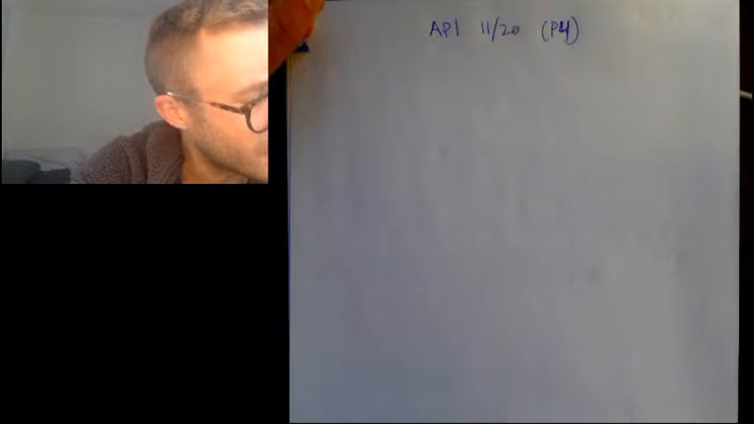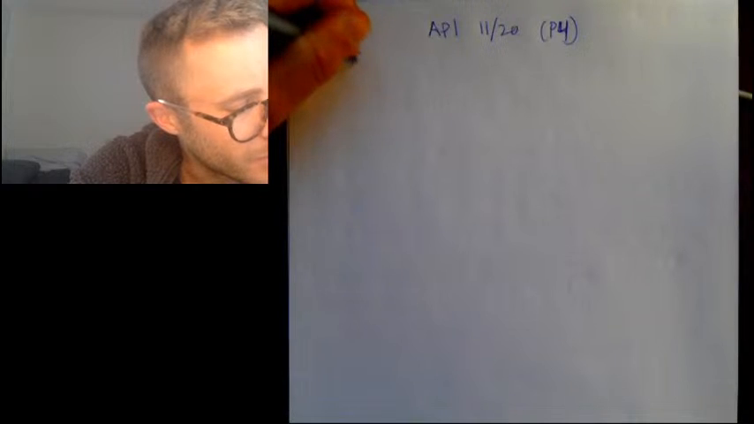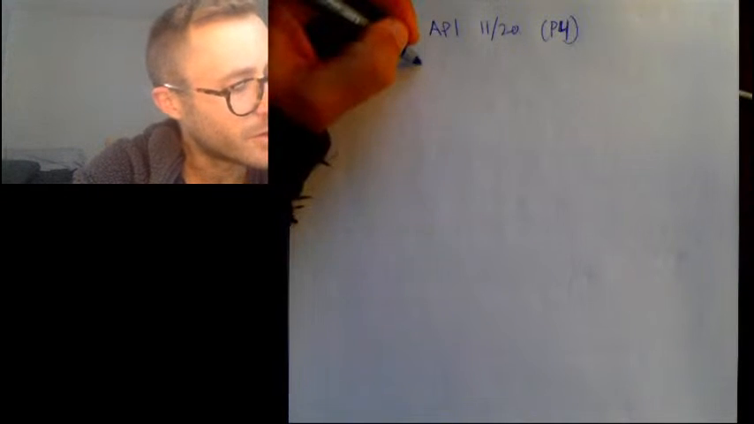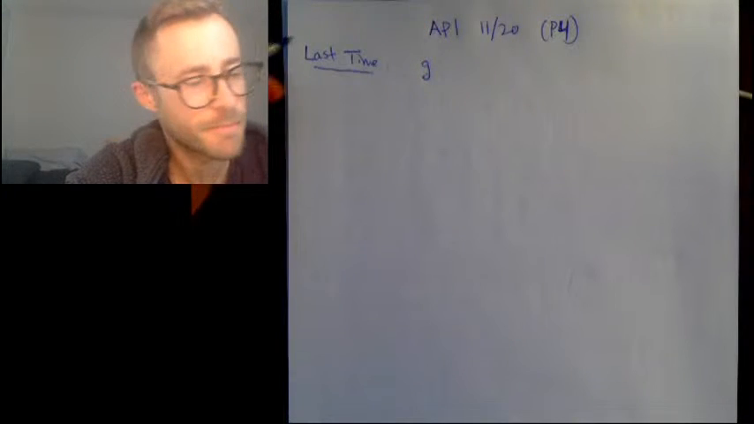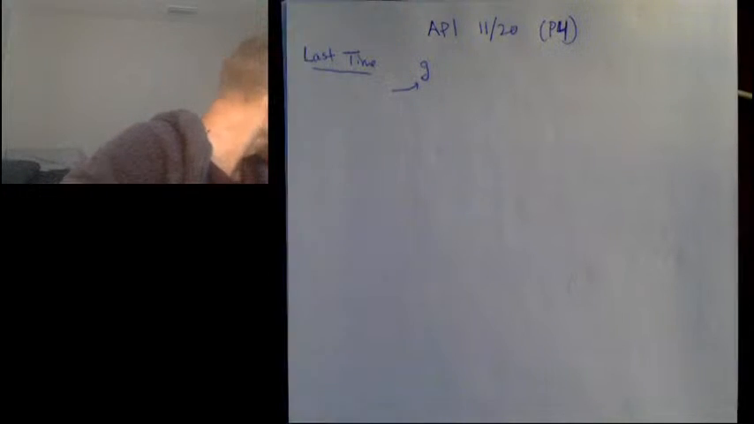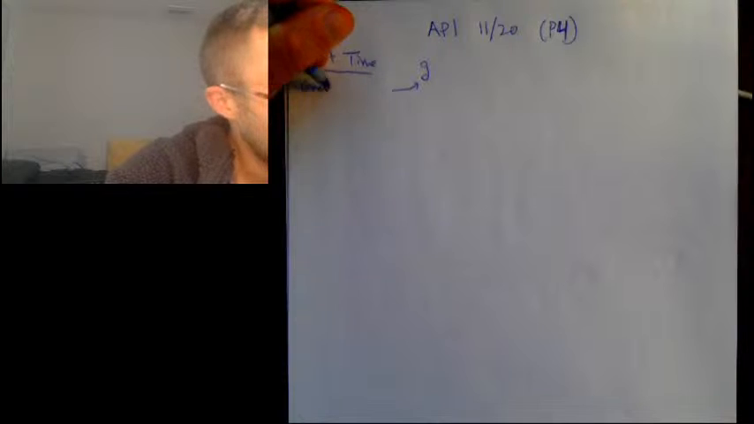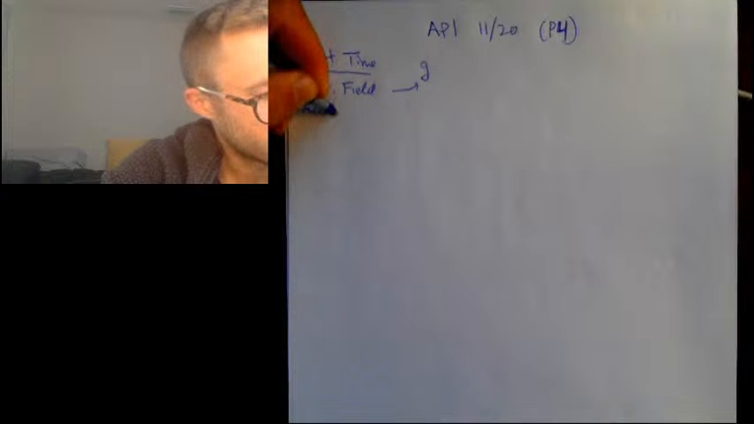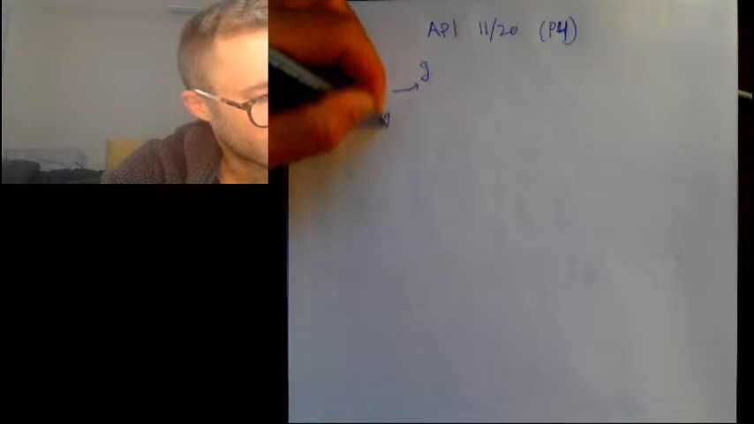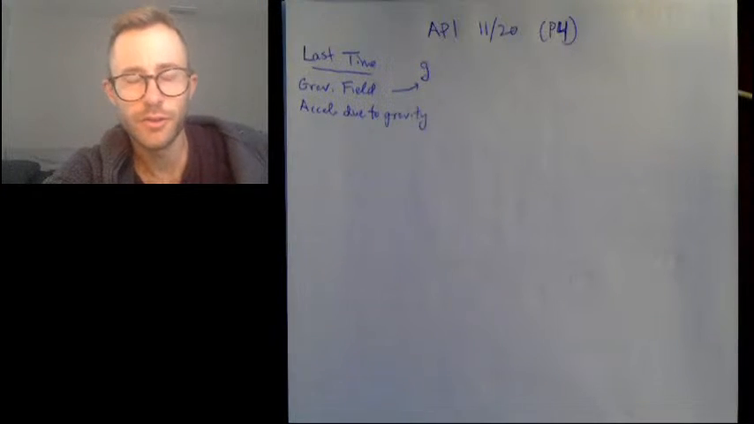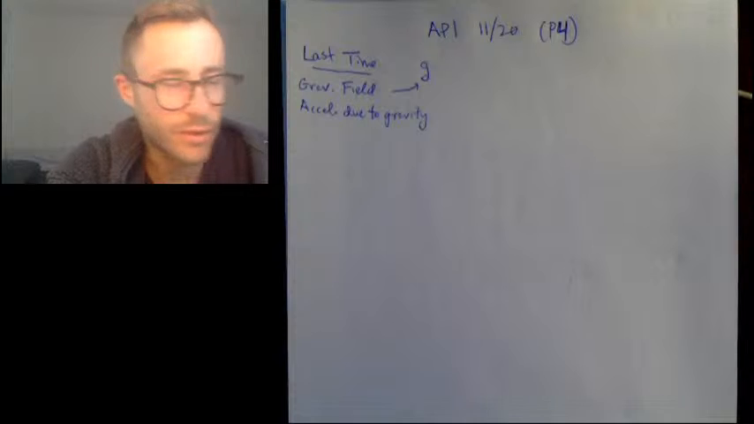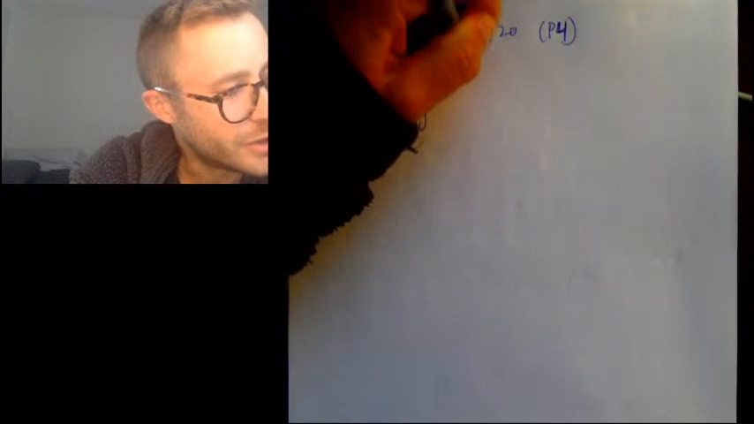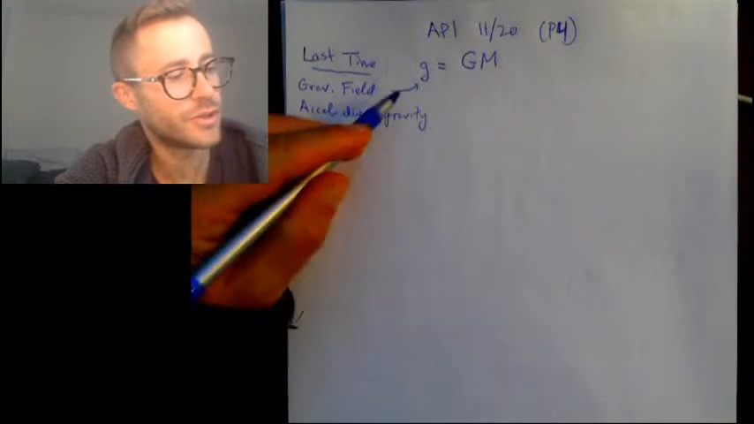So let me talk about last time, because we had a pretty significant lesson last time. Last time we learned about the gravitational field, okay? And the gravitational field is really another word for acceleration due to gravity. Okay? And so we learned Newton's law of universal gravitation, okay, which is: the gravitational field is G times big M over R squared.